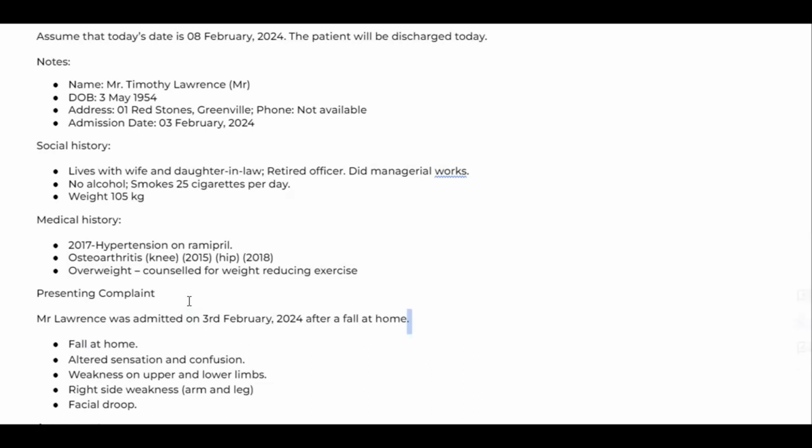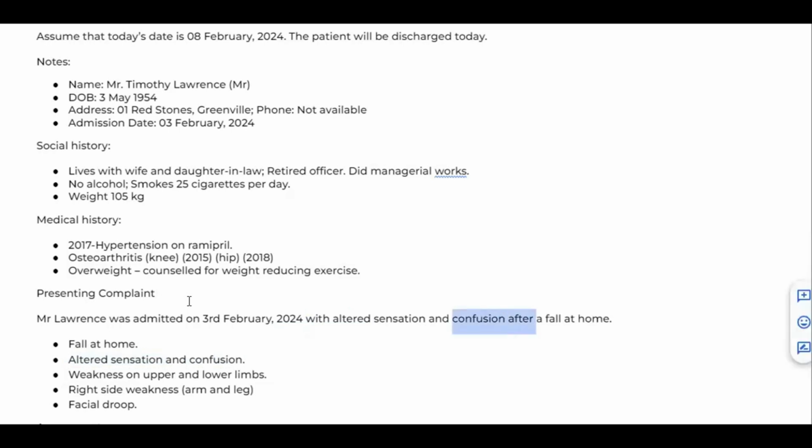See, just a fall. Did he fracture something? Can you find something? Altered sensation and confusion. You have to change this in a different way. We have to include that also there. How? Now, I'm going to show you that. This "after a fall at home" will come later. So we are going to add something here: altered sensation and confusion. With altered sensation and confusion after a fall at home.